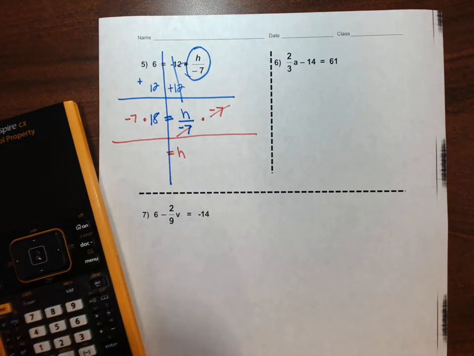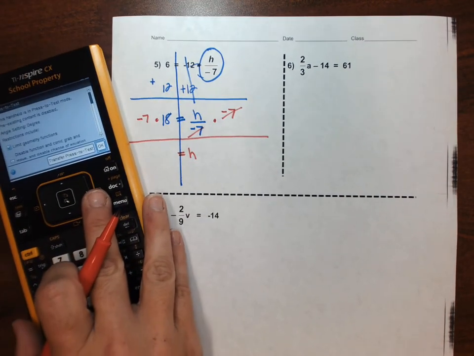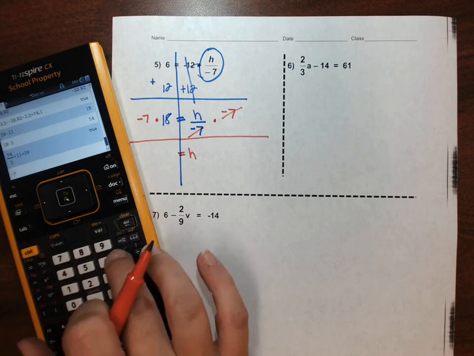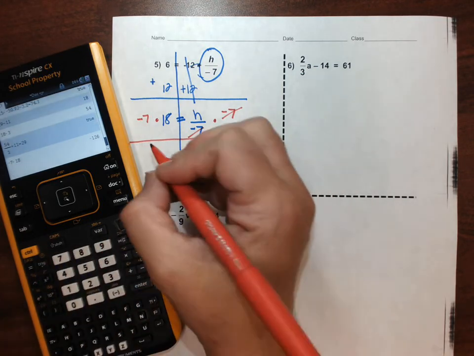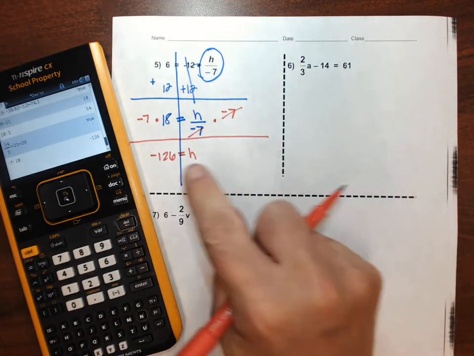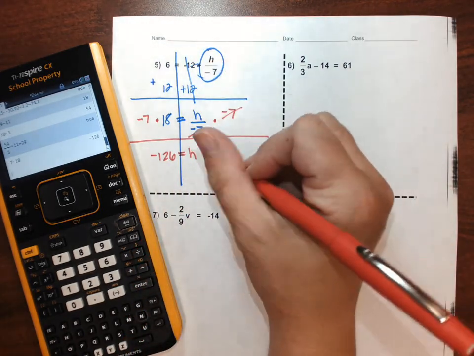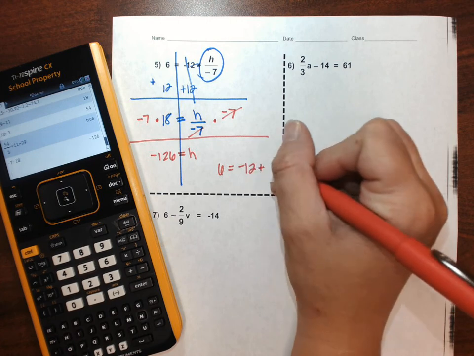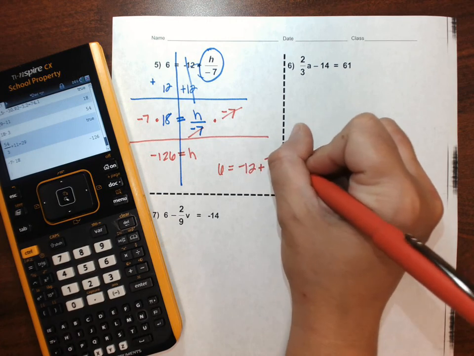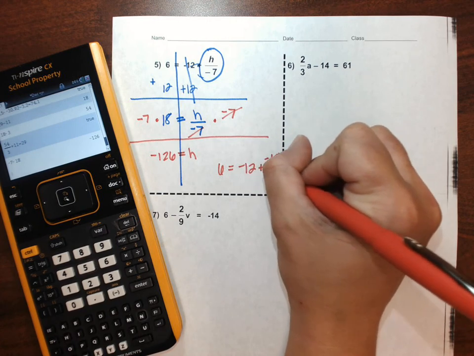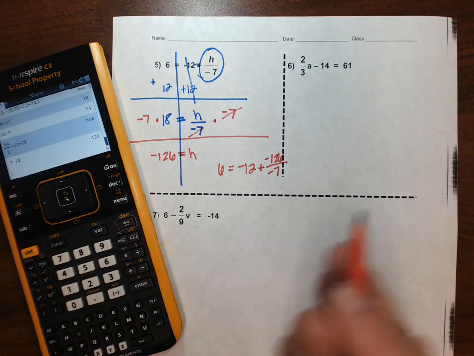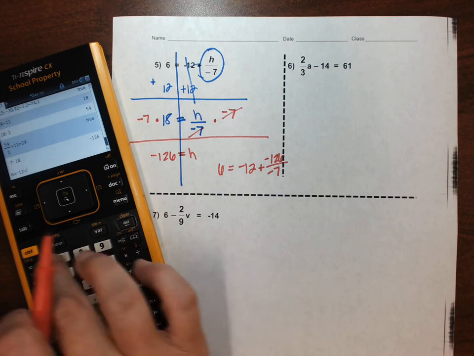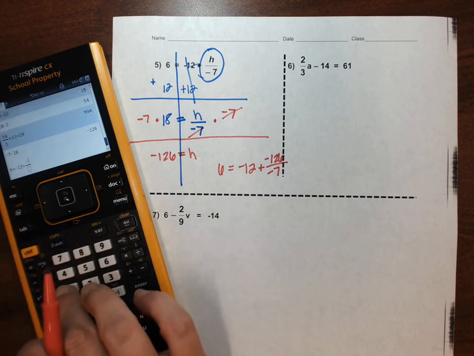H equals, and we'll say negative 7 times 18 gives me negative 126. And we're going to go plug that in. So we'll say 6 equals negative 12 plus negative 126 over negative 7. So like I said, some of these get pretty lengthy. Make sure you type it in just like you see it after you've written it down.